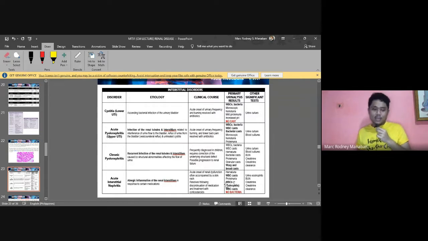That's why it's called sterile leukocyturia. So again, for significant tests, urine eosinophils, and of course, BUN and creatinine clearance, to check kidney function, because this may progress to renal failure in the long run. Okay, so that's for the interstitial disorders.